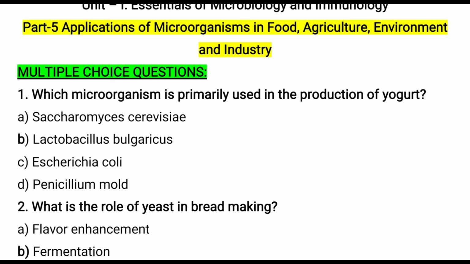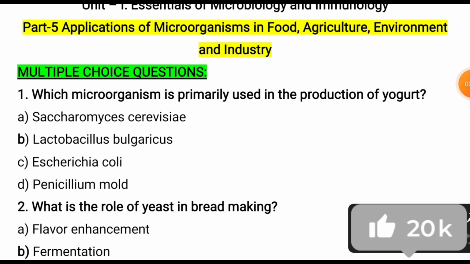Which microorganism is primarily used in the production of yogurt? Options are Saccharomyces cerevisiae, Lactobacillus bulgaricus, Escherichia coli, Penicillium mold. So the correct answer is Lactobacillus bulgaricus.